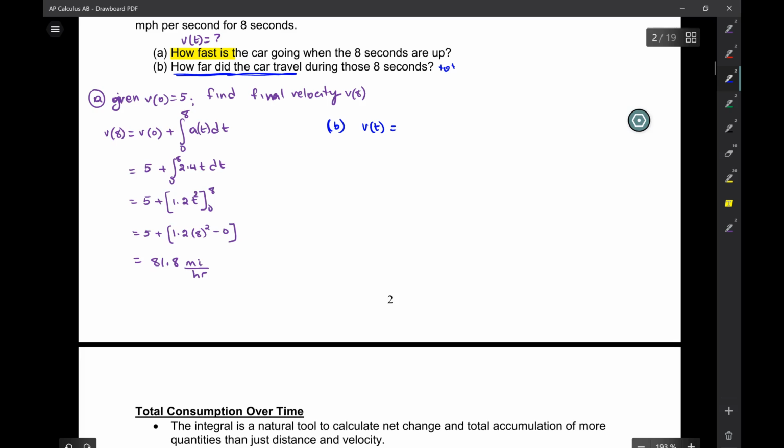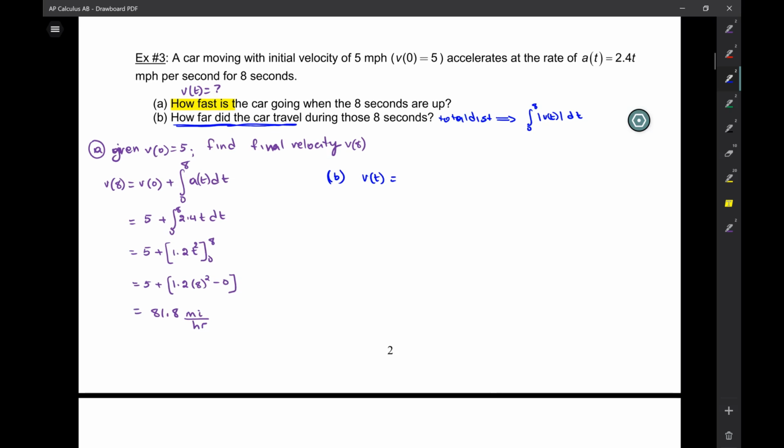That means I need the integral from 0 to 8, absolute value v of t dt. Okay, great. But I don't have v of t. I'm given a of t. Do I have an expression for v of t? I don't. I need to find an expression for v of t.